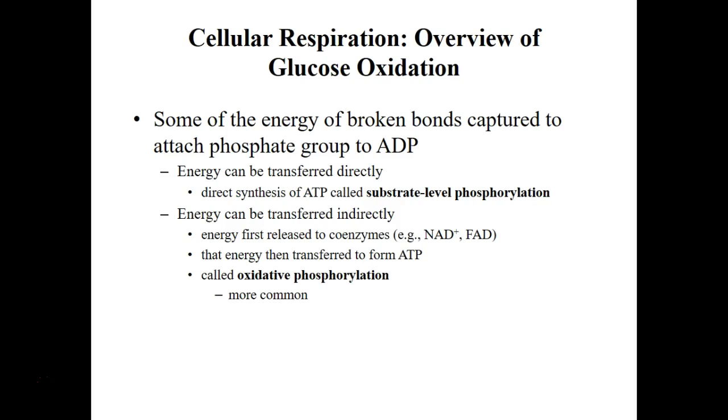The more common method of producing energy in aerobic respiration is through oxidative phosphorylation, where we transfer electrons from one carrier to another carrier, and in the end we use oxygen as our final electron acceptor, and in this process we produce a lot of energy in the form of ATP.